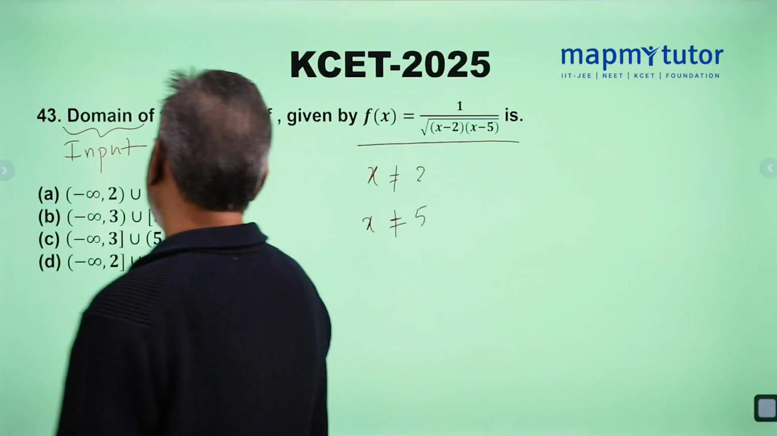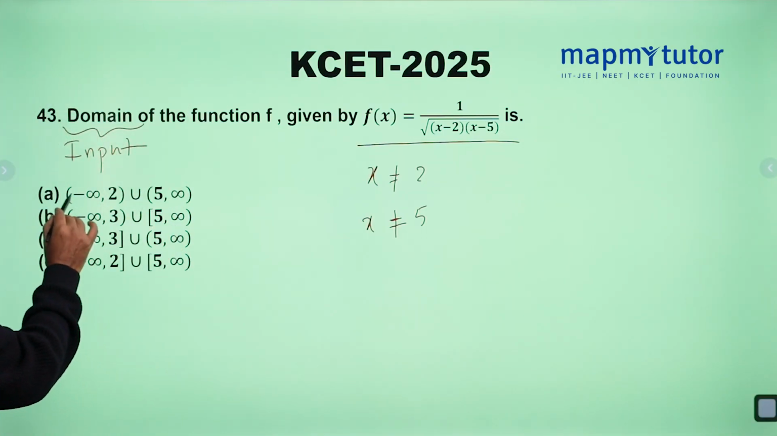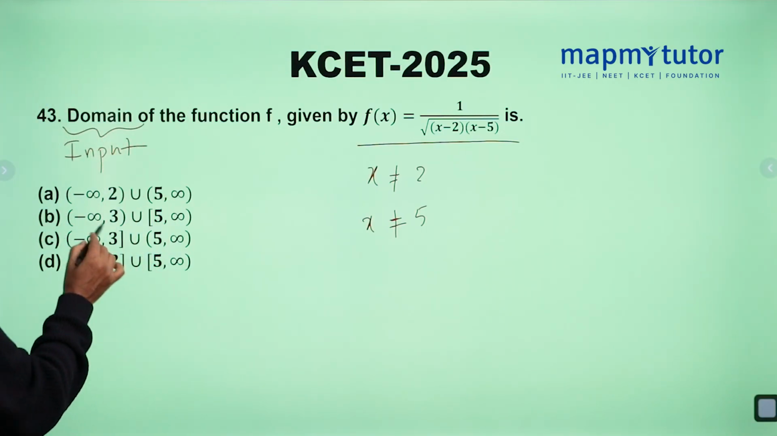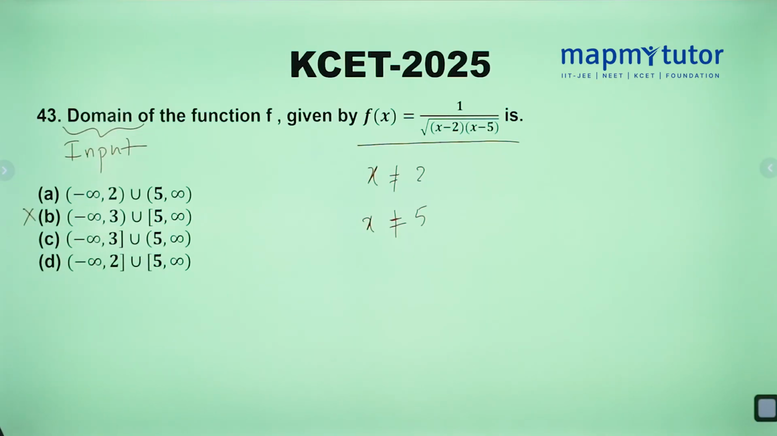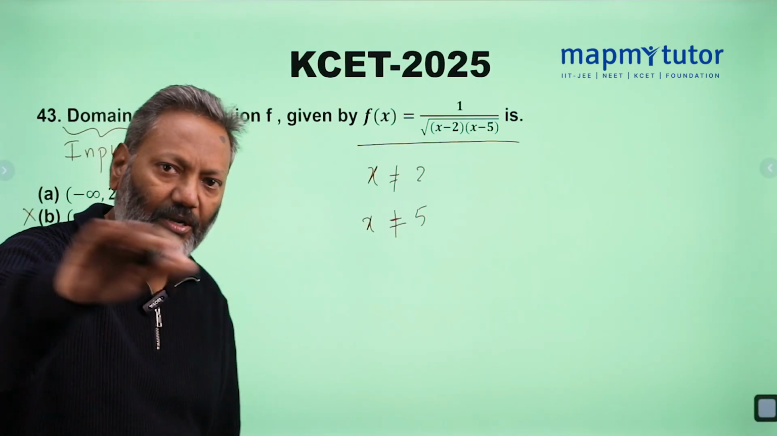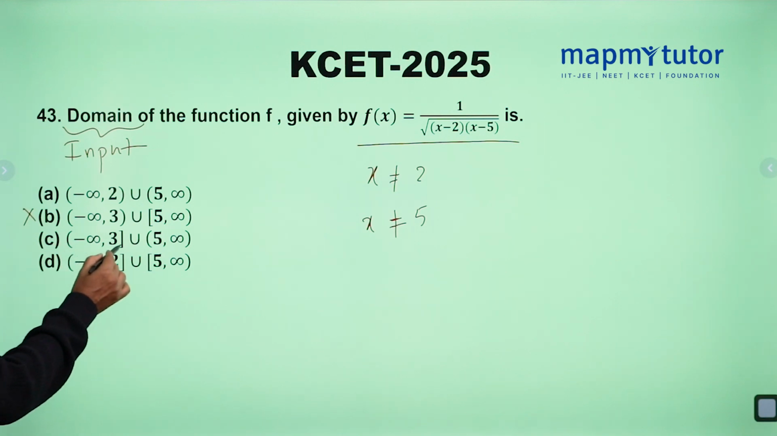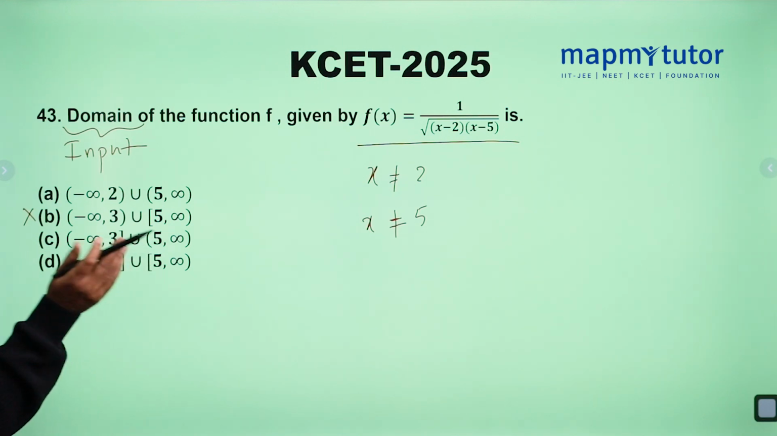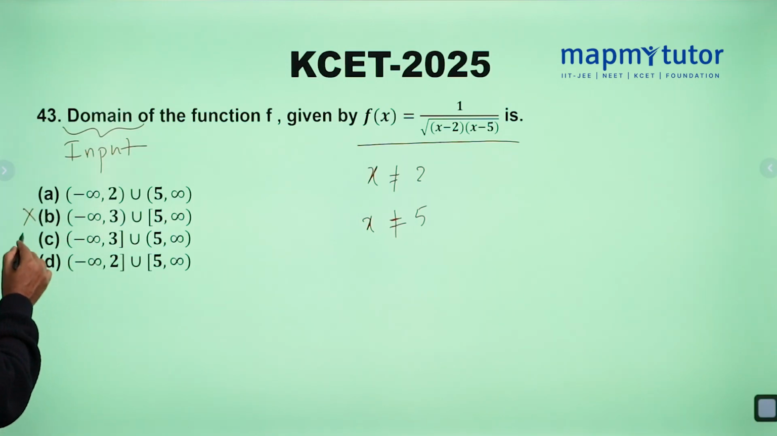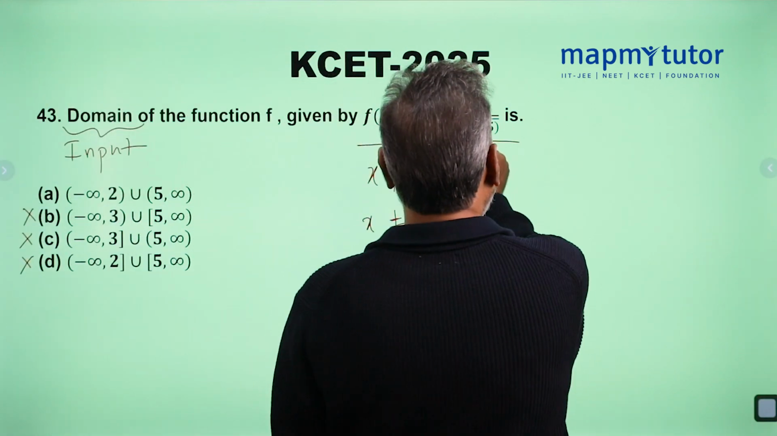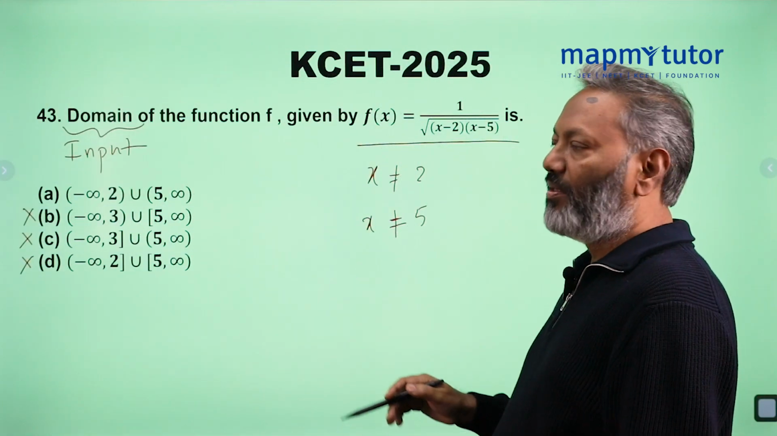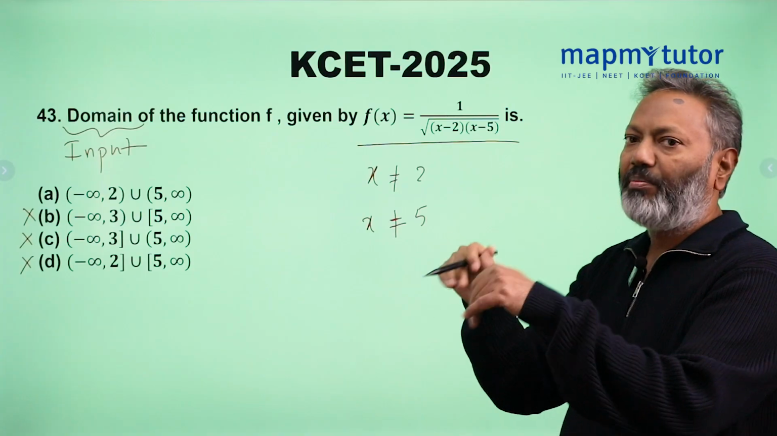Let me check the options. First option, no 2, no 5. Okay, happy. Second option, 5 is included, wrong. Immediately I can say wrong, without doing any solution. Third, 3 and 5. 3 is included, means minus infinity to 3 is included, means 2 is included, wrong. And the last, 2 included, 5 included, wrong. Because I can't give 2. If I give 2, what happens? This factor will be 0, 1 by 0 not defined. If I give 5, this factor will be 0, 1 by 0 not defined.